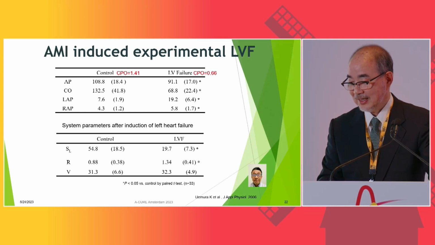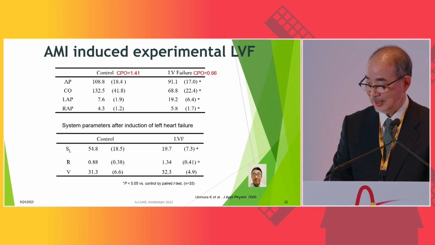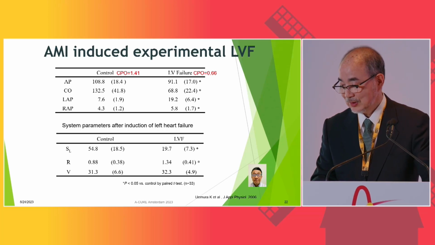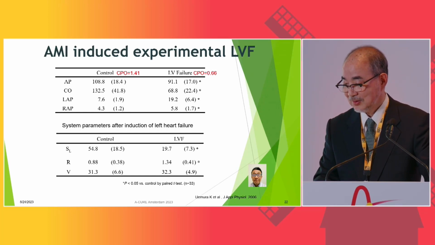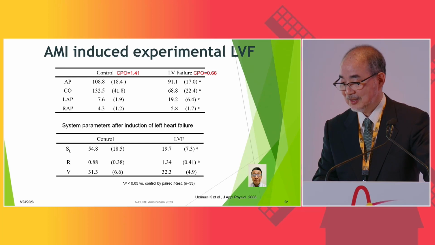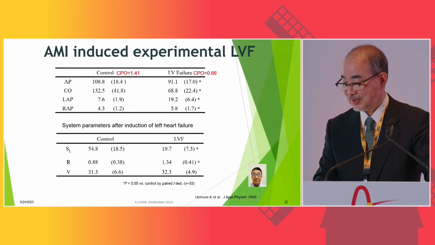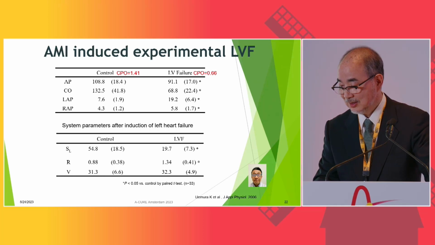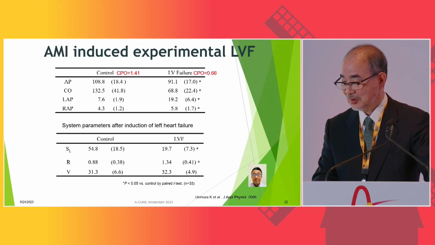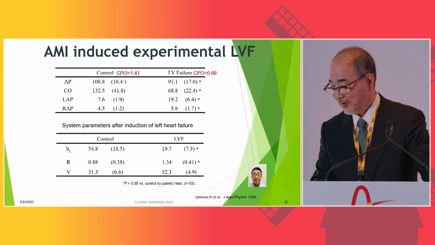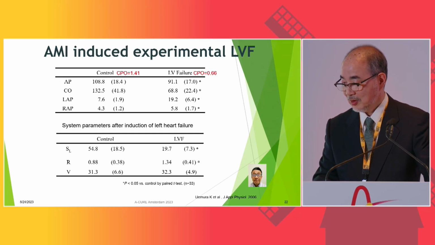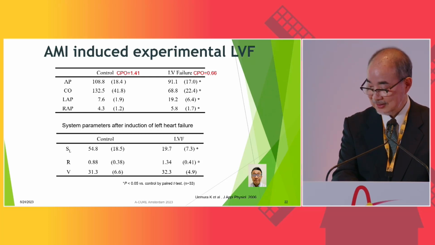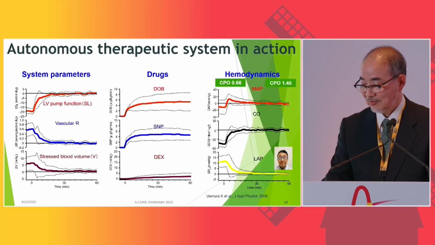So this is an AMI experiment with acute heart failure. Blood pressure dropped from 108 to 91, and cardiac output dropped nearly by half. Left atrial pressure more than doubled. Right atrial pressure remained not much different. Power output was 1.43, but dropped to 0.66. So it is significant left heart failure.